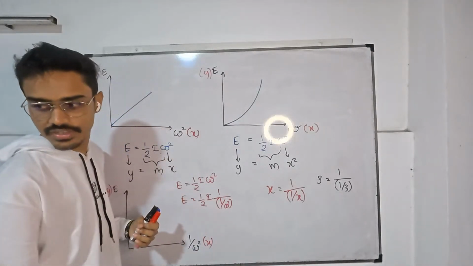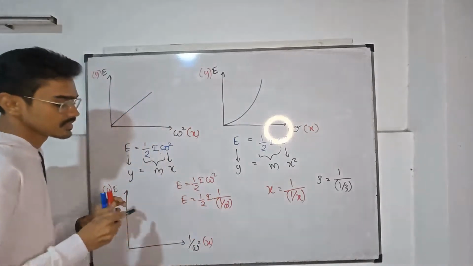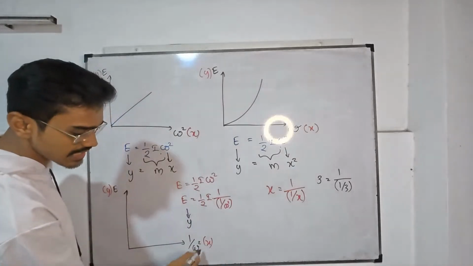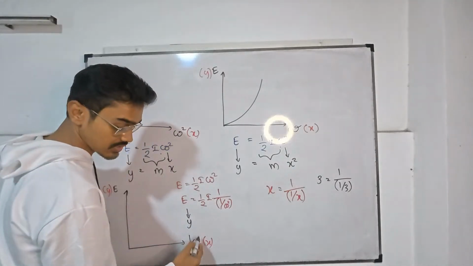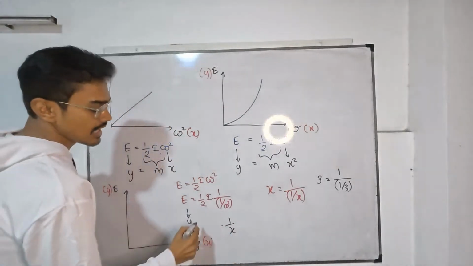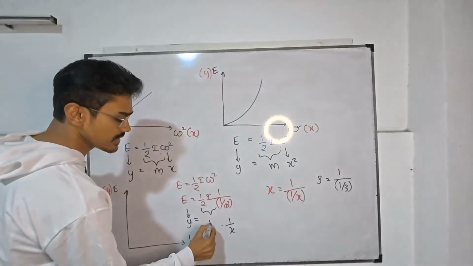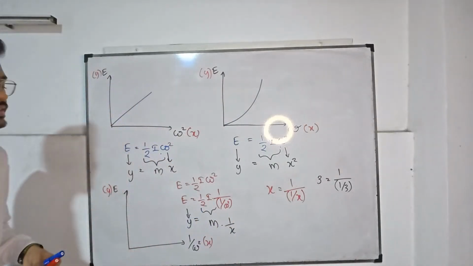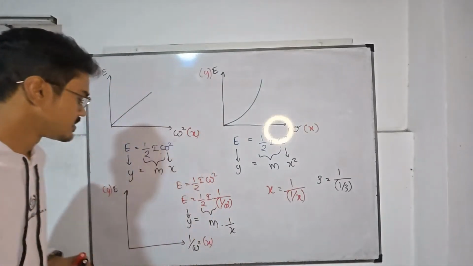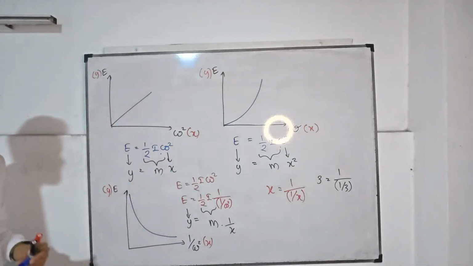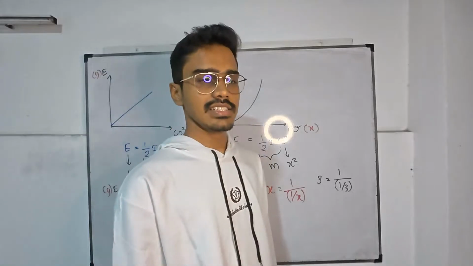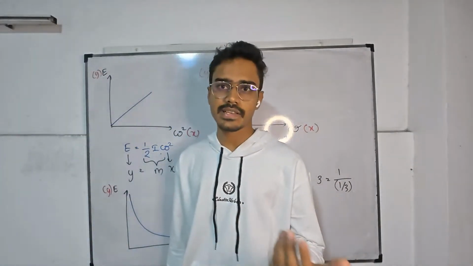Now I can identify the variables. E is y, and 1 over omega squared is x. So this is not x, this is 1 over x. And this part, which is a product with this, is the gradient. See, another standard shape, y equals m times 1 over x. That's an inverse curve. So the shape is inverse. Is it clear? If you have any questions, please forward.